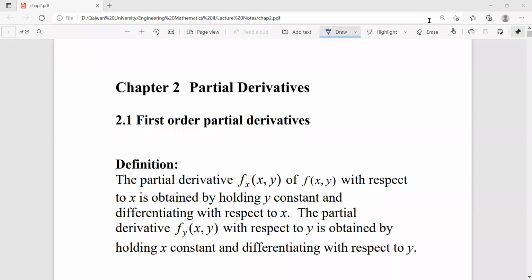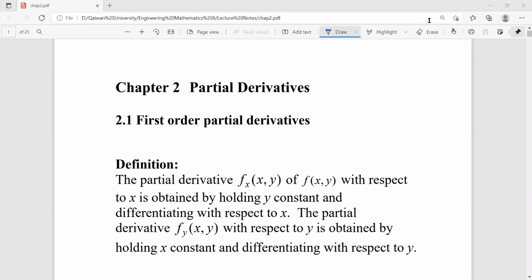In the previous lecture, we finished chapter 1, which was about domain, range, and graph of multivariable functions. And now we have chapter 2, which is about partial derivatives. In the first section here, we have first order partial derivatives.